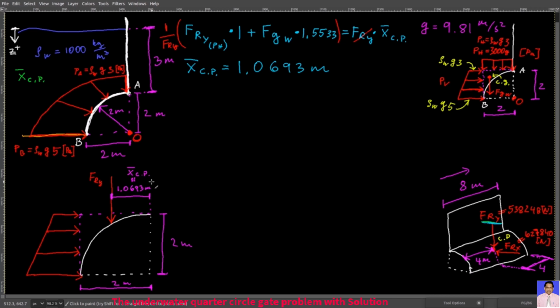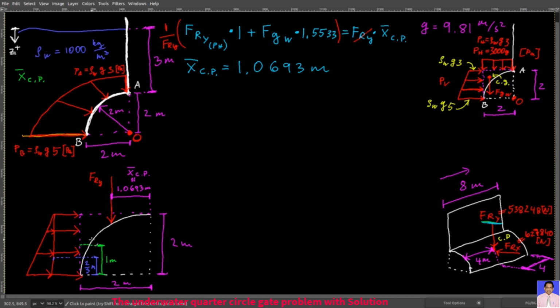And now that we have our X bar Cp for Fry, the final step is to find the Cp for Frx. For that, we have to find the combined center of pressure for this trapezoidal distribution. But we have already done something like that. I'm gonna divide this distribution into a rectangular distribution and a right triangle distribution. You know that for the rectangular distribution, the center of pressure will be 1 meter because the total distance here is 2 meters. And you also know that for the right triangle distribution, this distance is 1/3 of 2 meters. So it's gonna be here 2 over 3 meters.